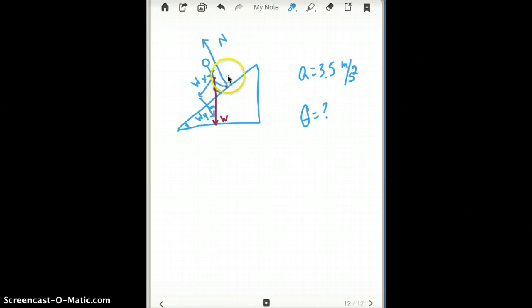This is a problem where the surfer is going to be going down the wave, so we tilt our axis. I'm going to call this my positive x and this my positive y, which means if he's accelerating at 3.5 meters per second squared down the wave, all of his acceleration will be in the x direction.